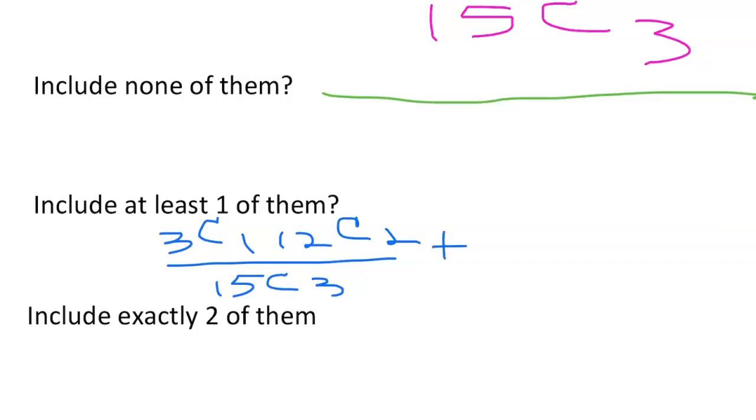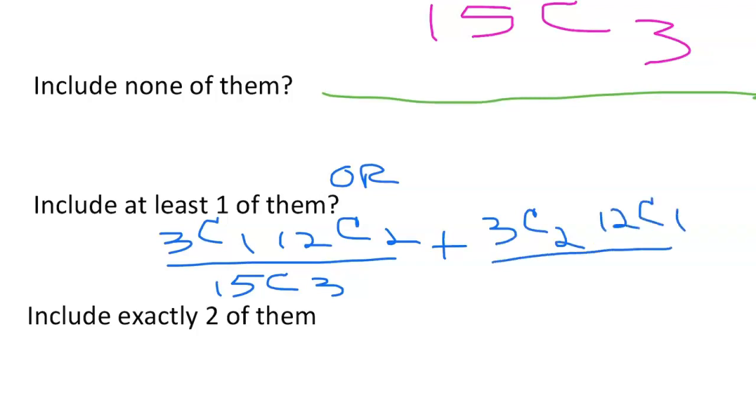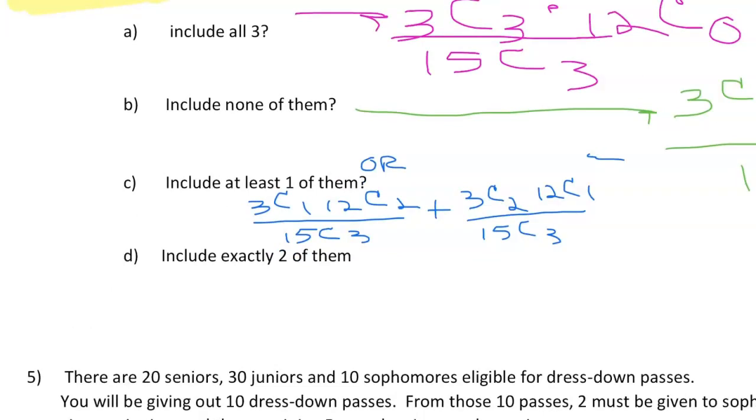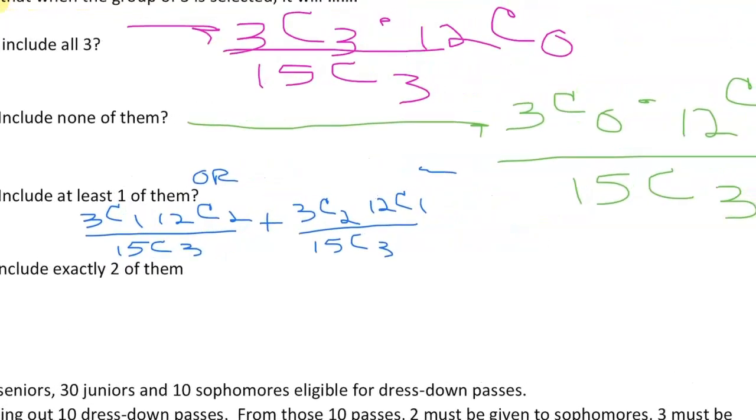Or it could include 2 of them. Notice how I use the word or. This is an or problem. If I included 2 of them, then it would be 3 choose 2 and 12 choose 1, all over 15 choose 3. And then let me see if I can make this bigger this way. Yes, I can. Let me get rid of this. So that's if there was exactly 2 of them.